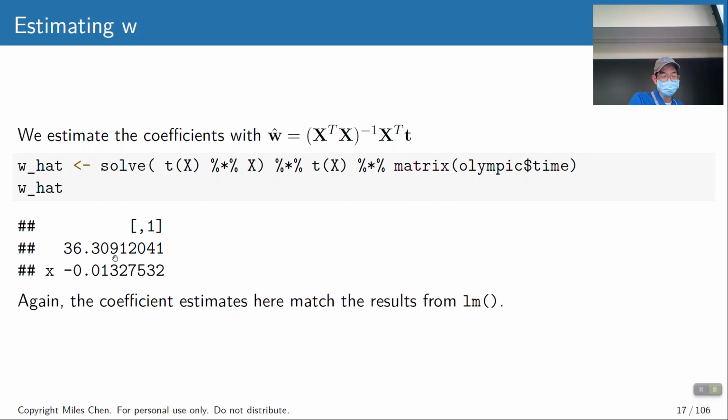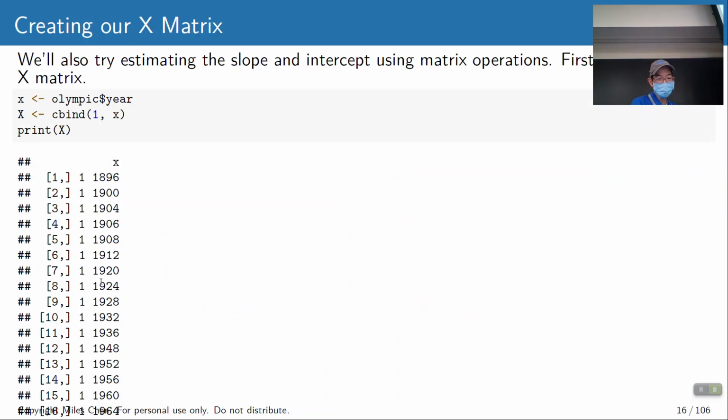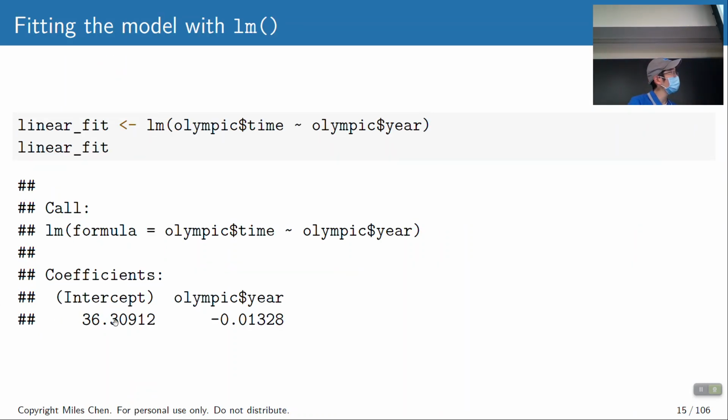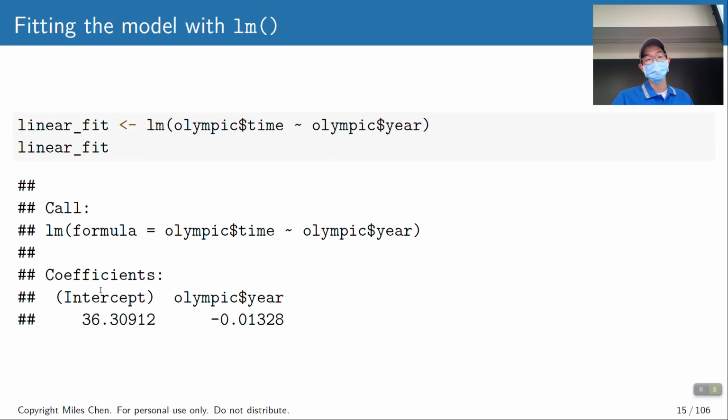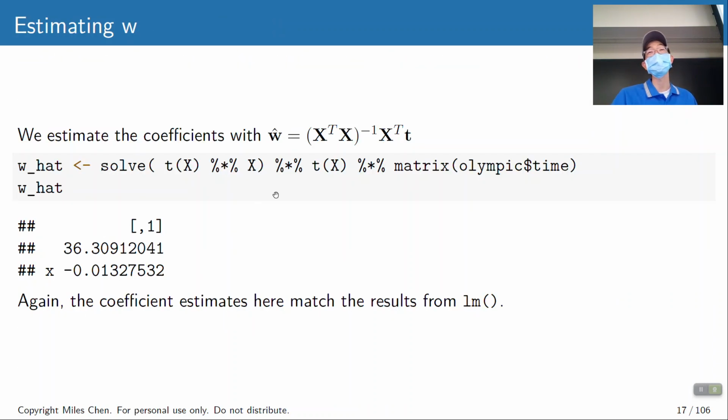So now we get a 2 by 1 matrix. This is the intercept, 36.309, and the slope of negative 0.01327. We can see these are the exact same values, 36.309 and negative 0.01328. Here, I guess it has a few more decimals. Instead of 8, we have 7.5, and so on and so forth. So these values for the intercept and the slope do indeed match the values output by lm, just by doing our matrix operations.